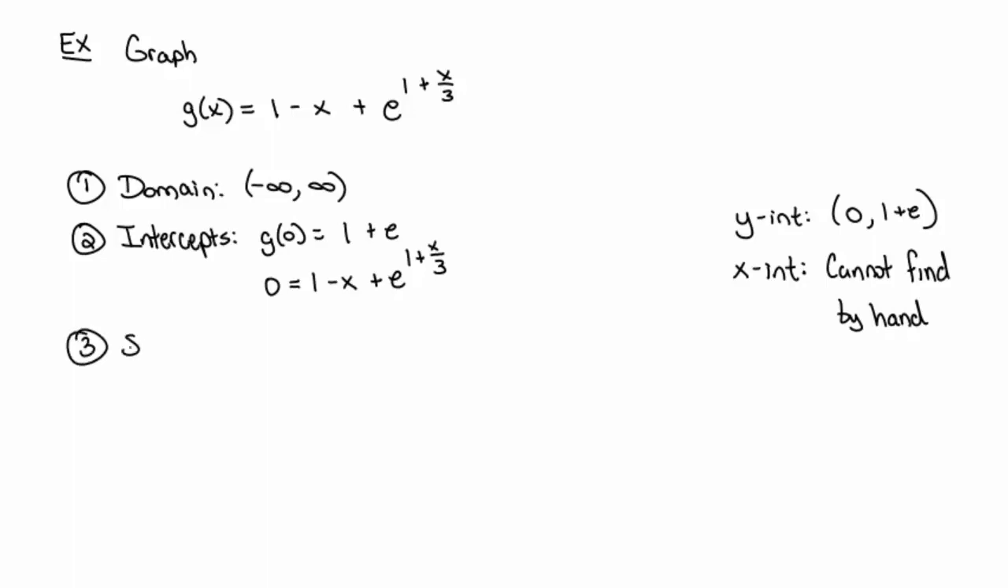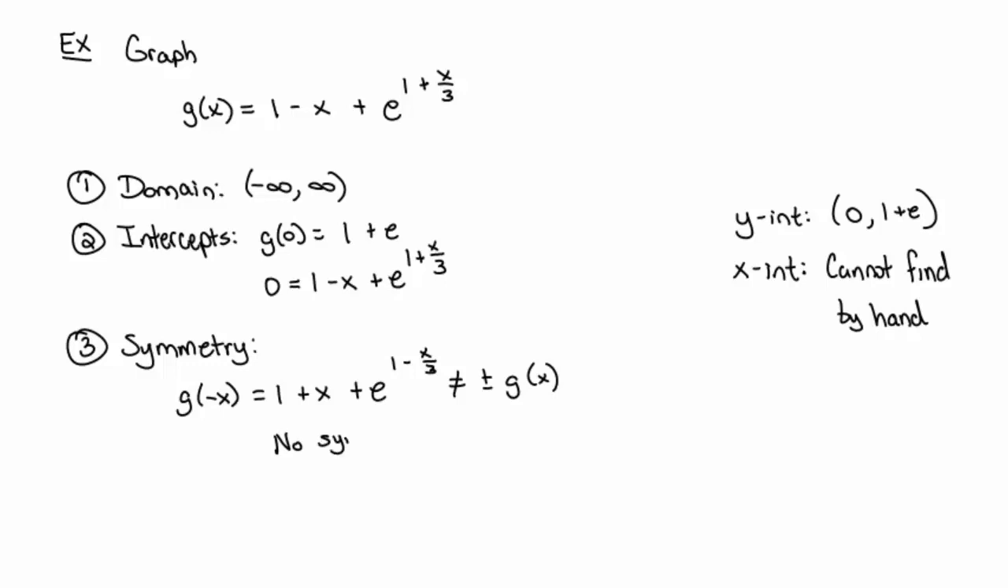3, symmetry. Again, this function, because it is a mixture of algebraic and exponential, I'm going to say there's no translational symmetry, but I'll still go ahead and look at g of negative x, which is 1 plus x plus e to the 1 minus x over 3, which I cannot manipulate in any way to plus or minus g of x. So in other words, it's not even nor is it odd. So no symmetry. Okay. Real quick, right?